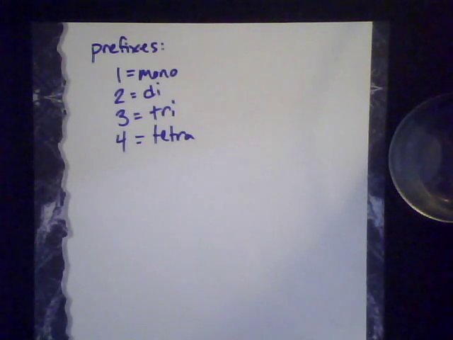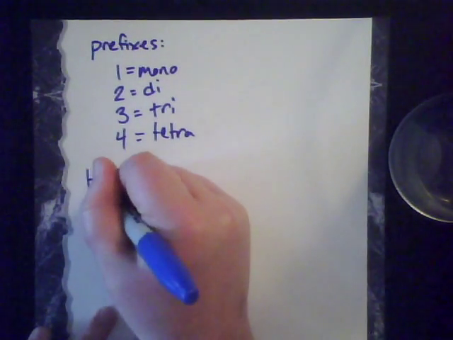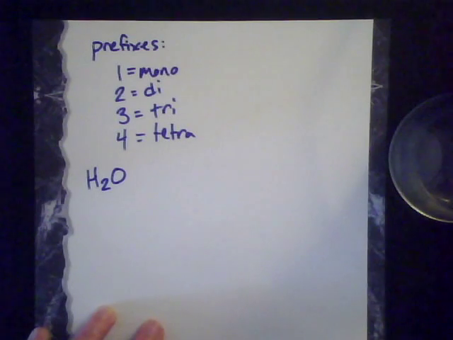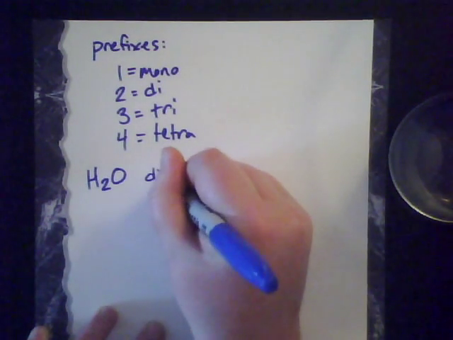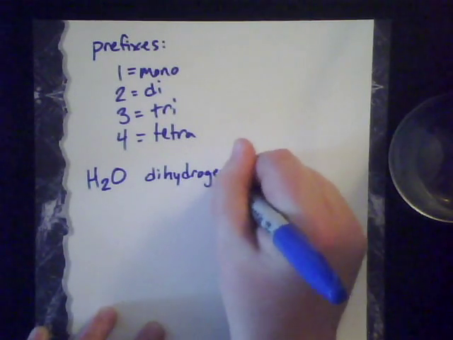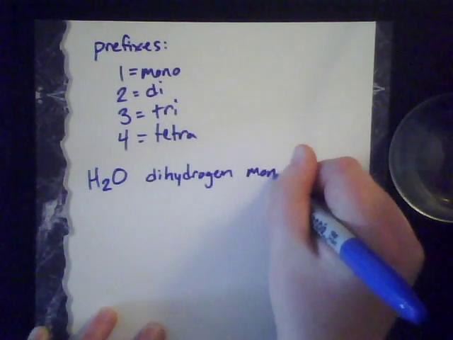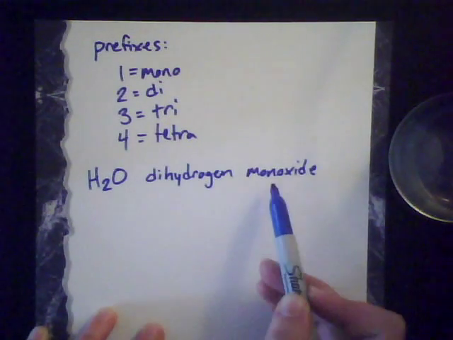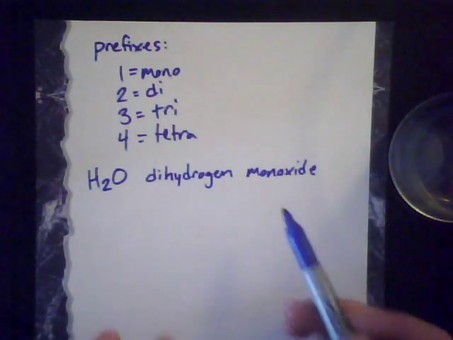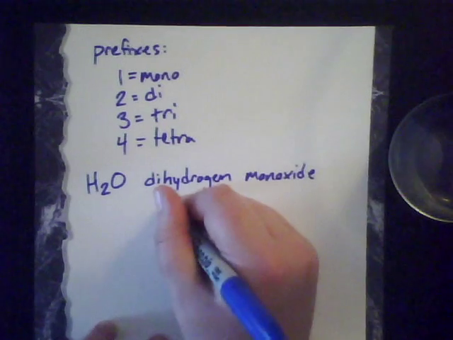So let's talk about a couple common names for some of these things as well. So if I was to name this compound, for instance, which is familiar, if I was using my IUPAC rules, I would call it dihydrogen monoxide. Okay, so the prefix tells me how many of that element there are. Dihydrogen monoxide. But we know that there's a common name for this compound, and it is water.